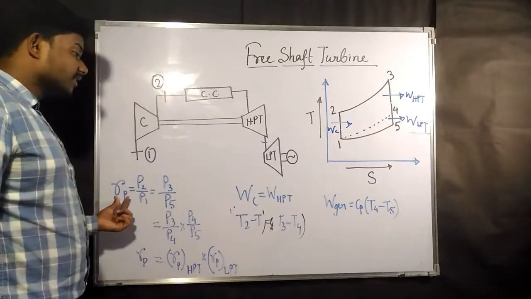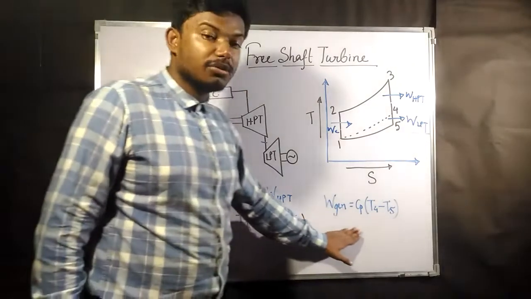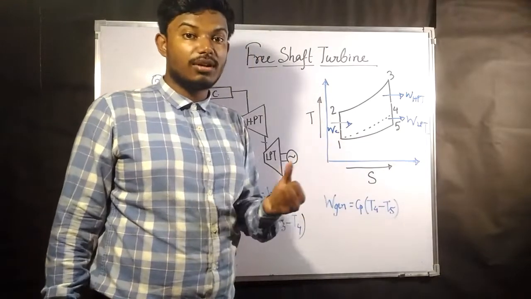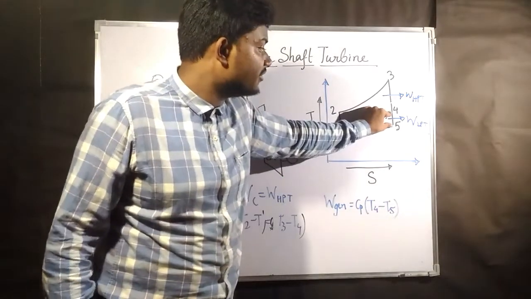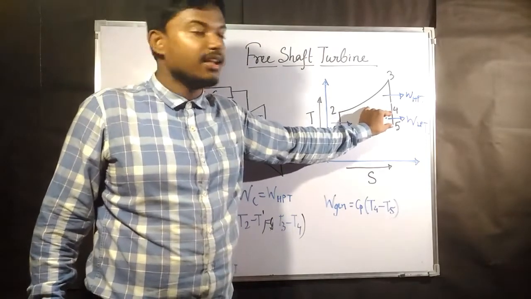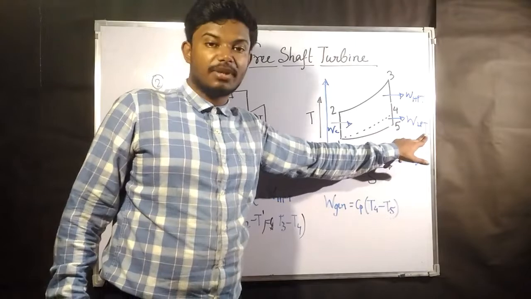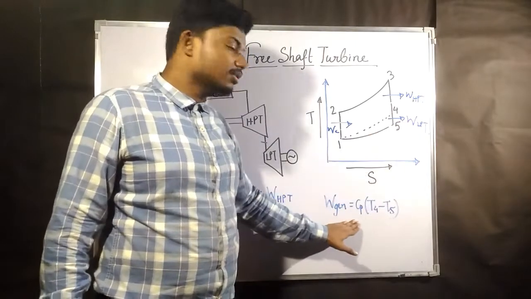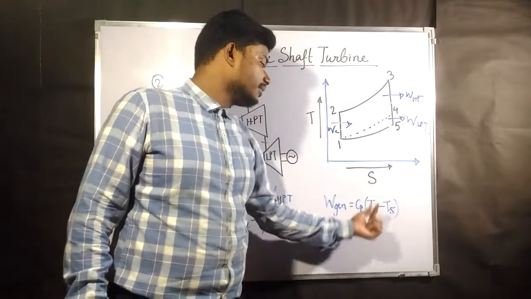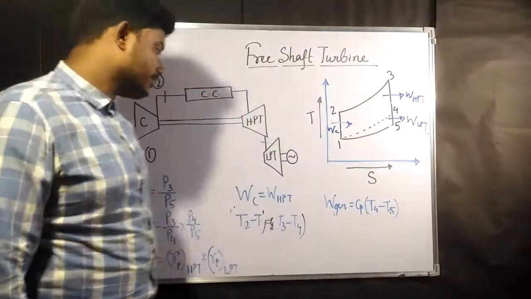Again, what is going to be the W generation? That means what amount of work we are going to get. It is nothing but the enthalpy difference from 4 to 5, that is, the enthalpy difference of the low pressure turbine. So it is Cp into T4, the higher temperature, minus the lower temperature.